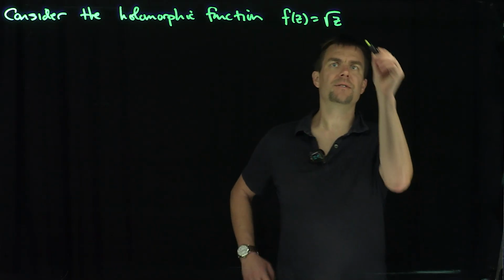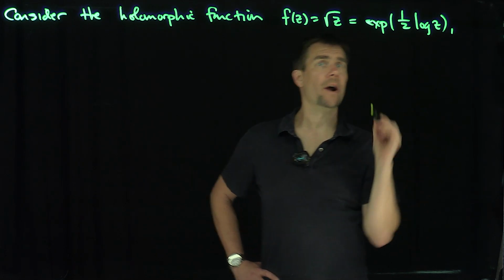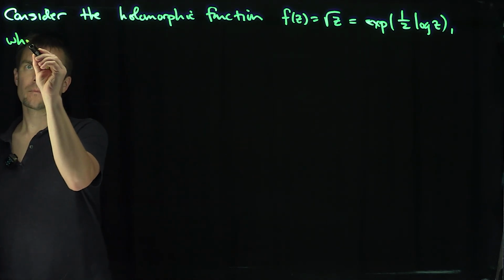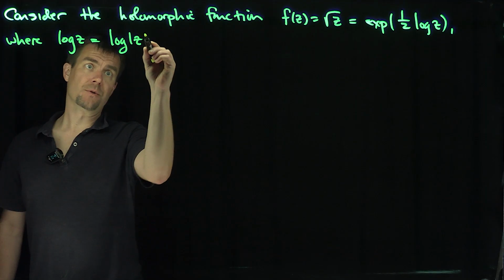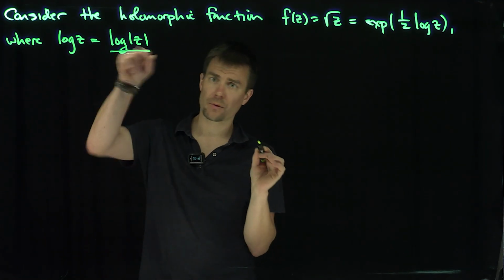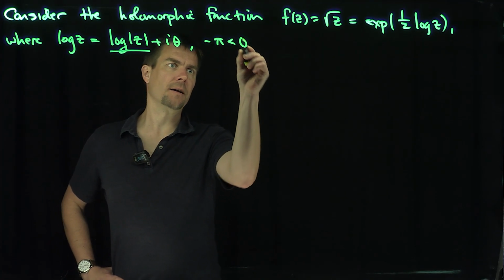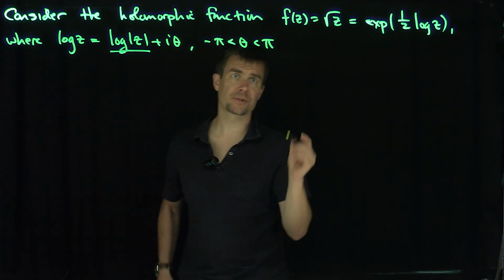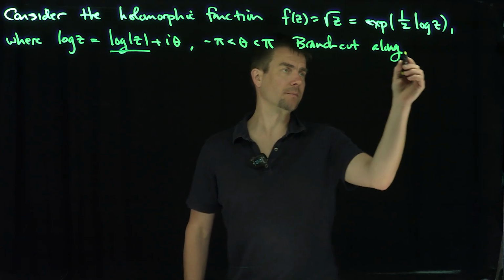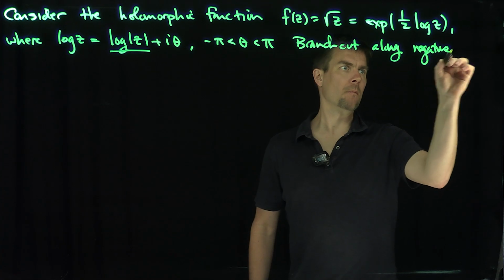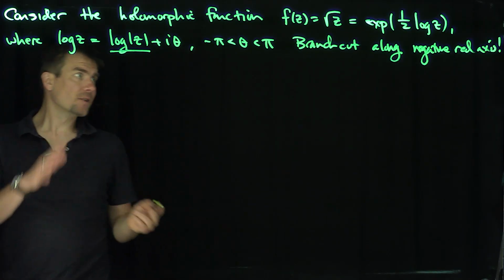Now, to tell you what this is equal to: the exponential of 1/2 the log of z, where log of z is the log of the modulus of z, where this is our ordinary natural logarithm, because that's a real number, what we know from calculus, plus i theta, and here theta is between negative pi and pi. So I'm making a branch cut along the negative real axis. So the branch cut is along the negative axis.